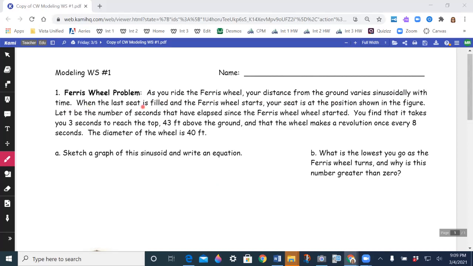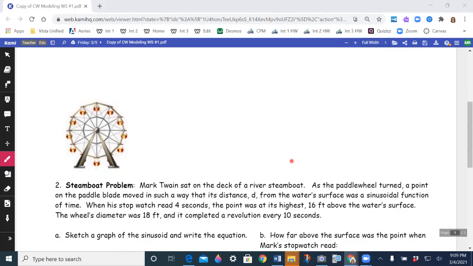Okay. When the last seat is filled and the Ferris wheel starts, your seat is at a position shown in the figure below. Let T be the number of seconds that have elapsed since the Ferris wheel started. You find that it takes you 3 seconds to reach the top, 43 feet above the ground, and that the wheel makes a revolution once every 8 seconds. The diameter of the wheel is 40 feet. Sketch a graph of the sinusoid and write an equation. Then we're going to answer some questions. Okay. And down here, they have just a picture of the Ferris wheel.